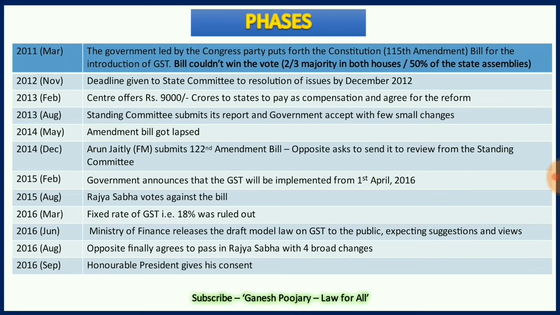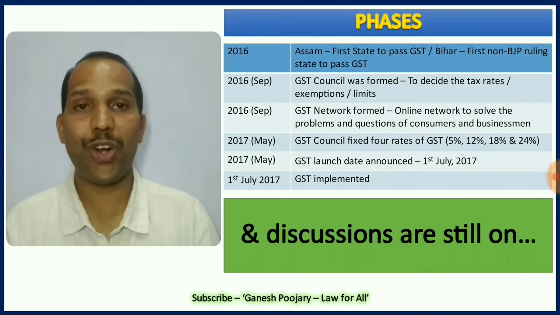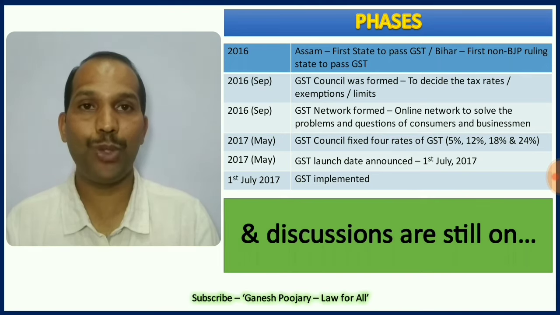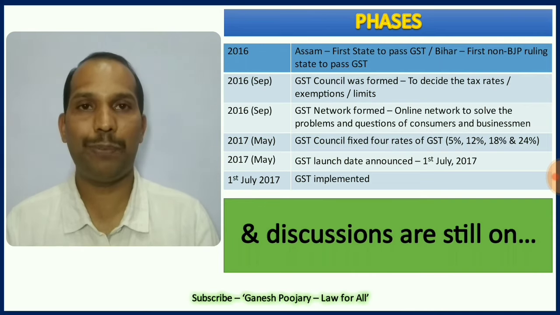And finally, in September 2016, the Honorable President gave his consent to the bill. But the story never ends here. 2016 is a landmark year as far as GST is concerned because a lot of progress happened in that year. Now remember, it was not just about the special majority from Lok Sabha and Rajya Sabha. The 50% consent from the state assemblies was also required, and during 2016, Assam became the first state to approve GST, and then the opposition government which was ruling in Bihar also gave approval on this particular bill, and it became the first state where an opposition government gave approval for GST.